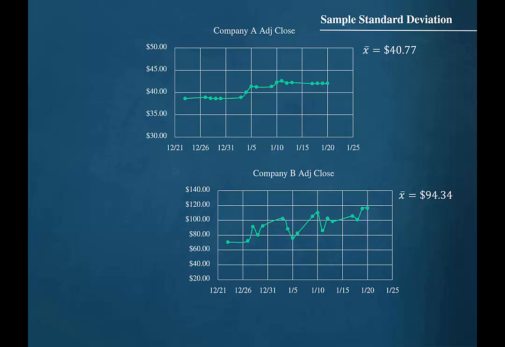And here is a similar graph for another company that we will call Company B. The sample mean closing price for this stock over this period is $94.34. There are many factors to consider when choosing an appropriate stock for investment purposes. One of the measures that aids in this decision process is the standard deviation. Recall that the standard deviation is a measure of how spread out the data values are.